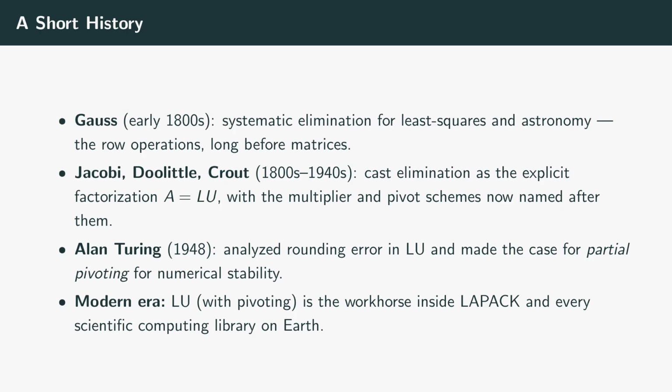and pivots. In 1948, Alan Turing, yes, that Turing, wrote a careful analysis of how rounding errors propagate through the factorization and argued for partial pivoting as the way to keep it numerically stable. Today, LU factorization with pivoting is the absolute workhorse of scientific computing. It is the routine quietly running inside LAPACK and essentially every numerical library, every time a computer solves a linear system.